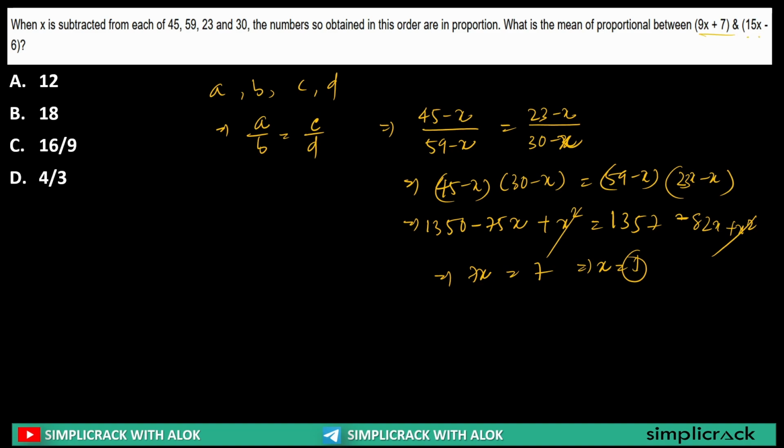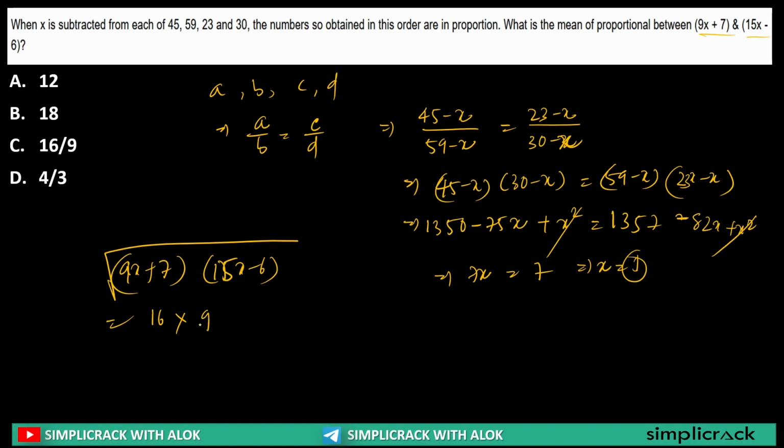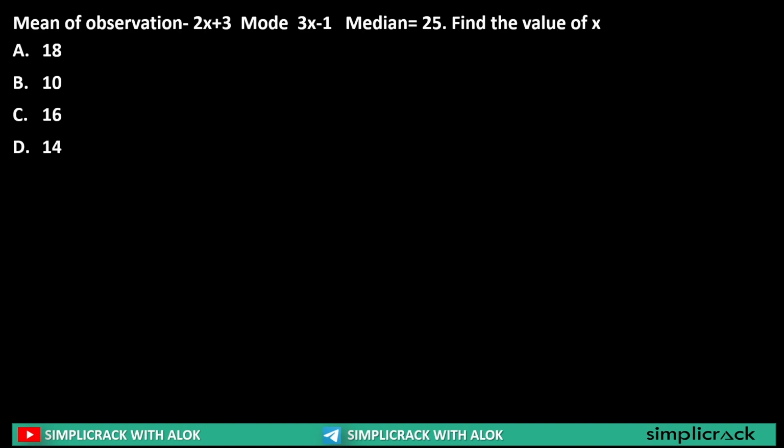Now mean proportion of this. So the square root of 9x plus 7 into 15x minus 6 will be the mean proportion. X is equal to 1, so 9 plus 7 is equal to 16, 15 into 1 is equal to 15, minus 6 is equal to 9. So the square root of this is 4 into 3, that is 12. So A is the answer. Clear?